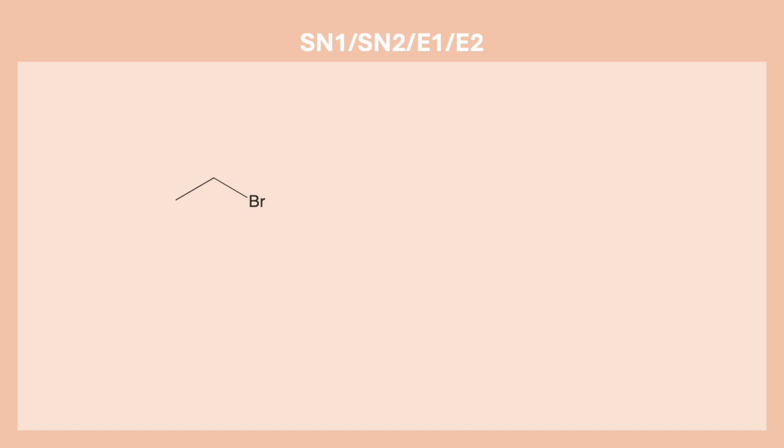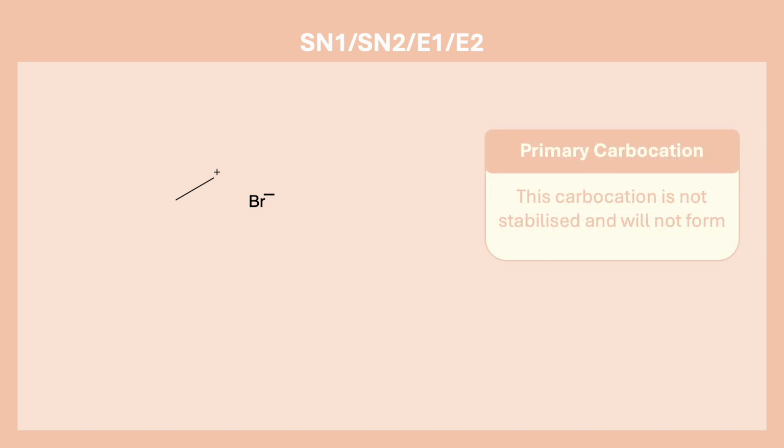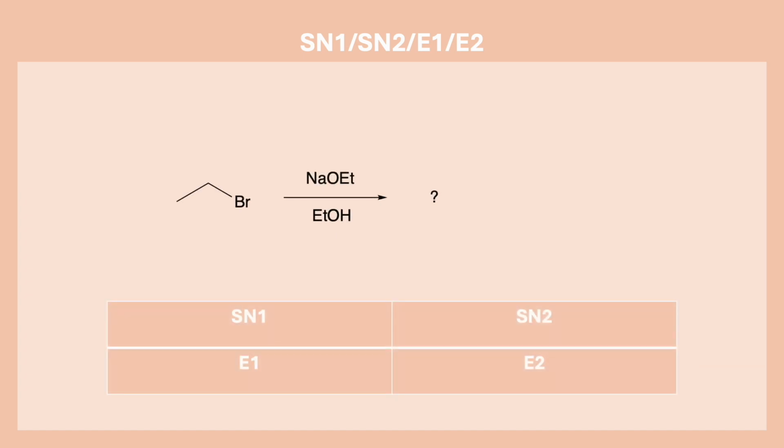The SN1 mechanism is a two-step process which involves the halide leaving forming a cation. In this case, you would be forming a primary carbocation, which is unstable. Therefore, this reaction would not occur. This same reasoning can be applied to the E1 mechanism, where the formation of the primary carbocation makes this reaction unlikely to occur. The correct answer is SN2 or E2.